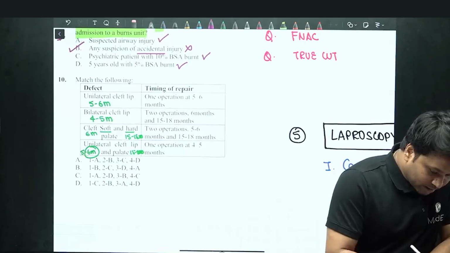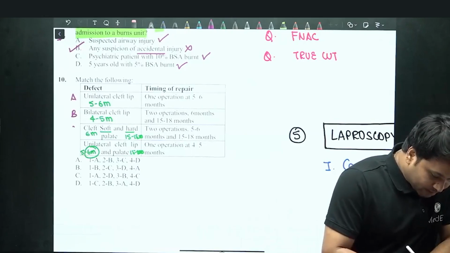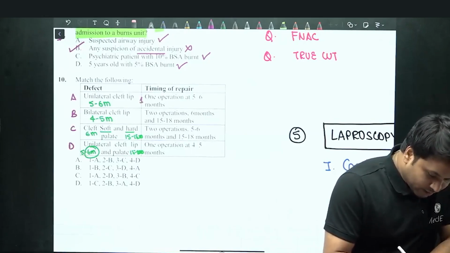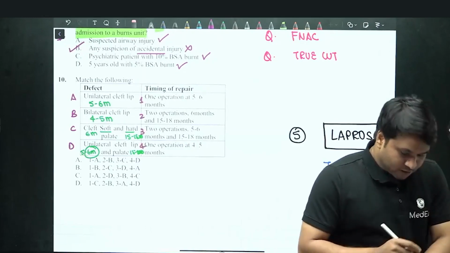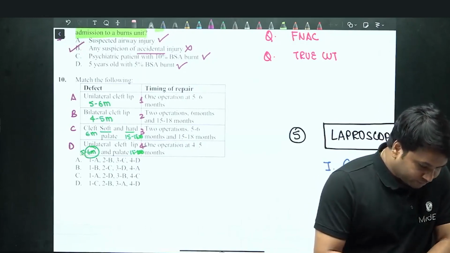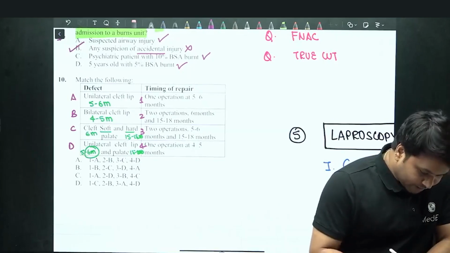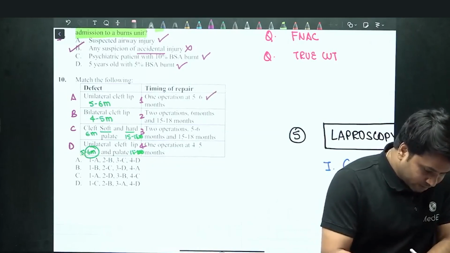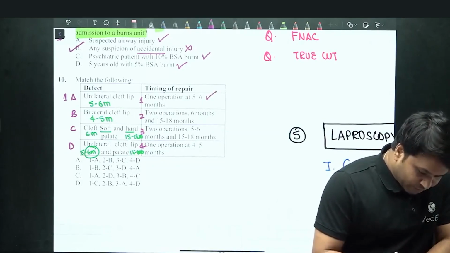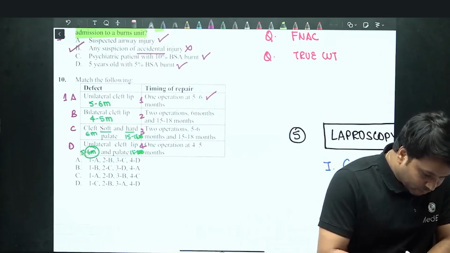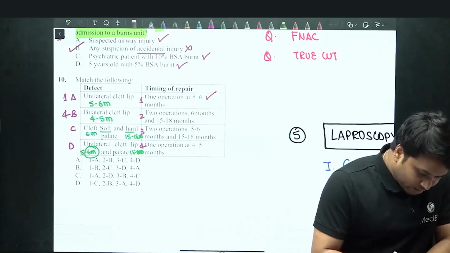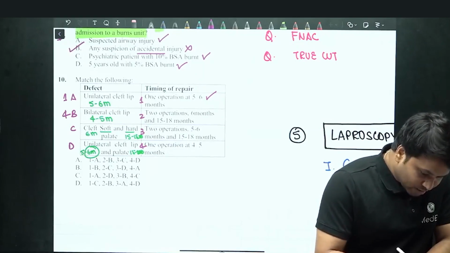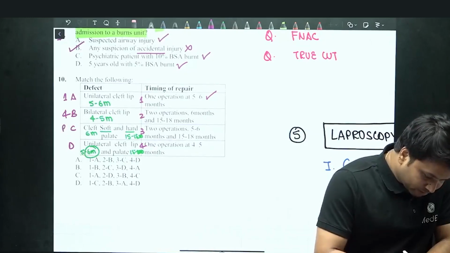So the markings here, it is A, B, C, D, and this becomes 1, 2, 3, 4. Now here unilateral cleft lip I will do obviously at 5 to 6 months. So A is 1. B, 4 to 5 months, bilateral single, B is 4, which is here. C, you are doing 6 months and 15 to 18 months. 2 operations, 6 months, 15 to 18 months. So 2 is going to be B.